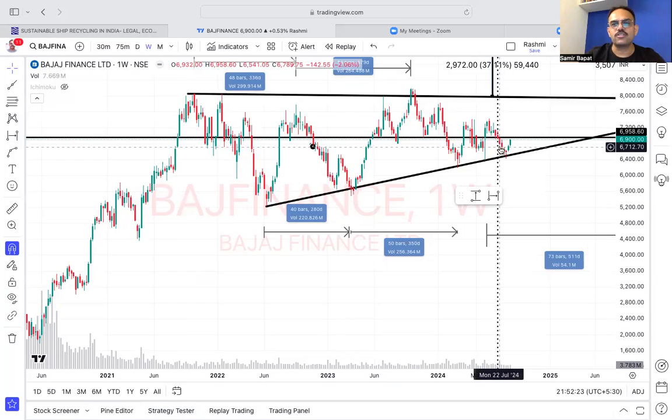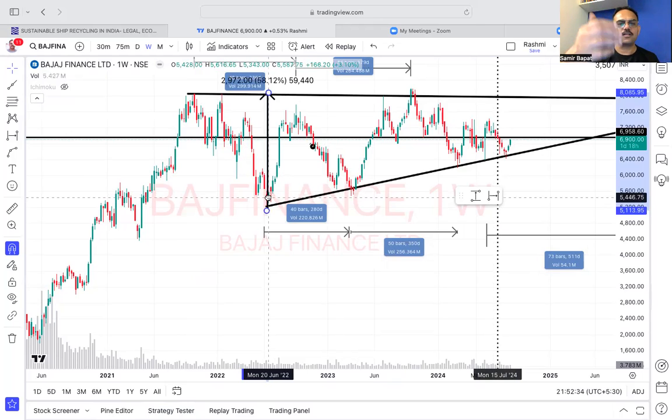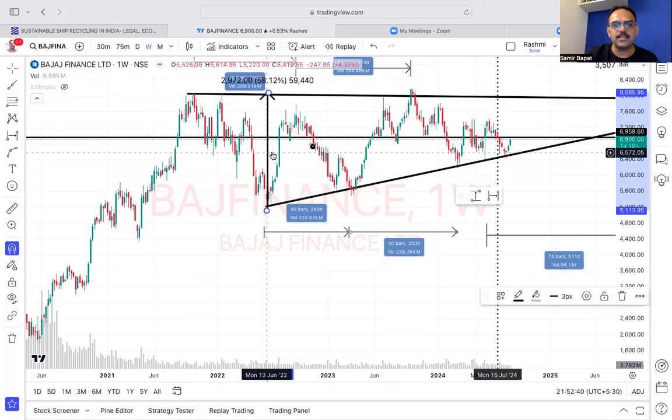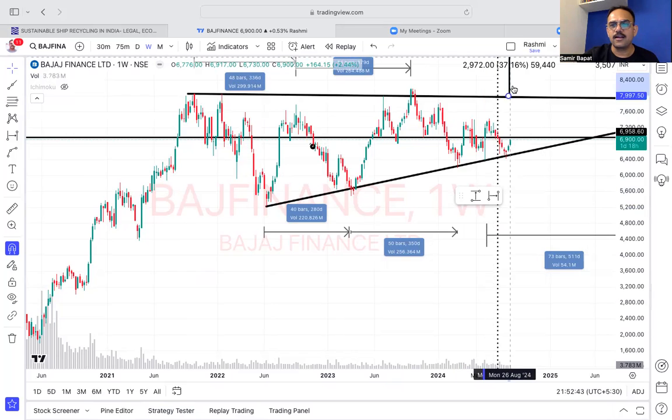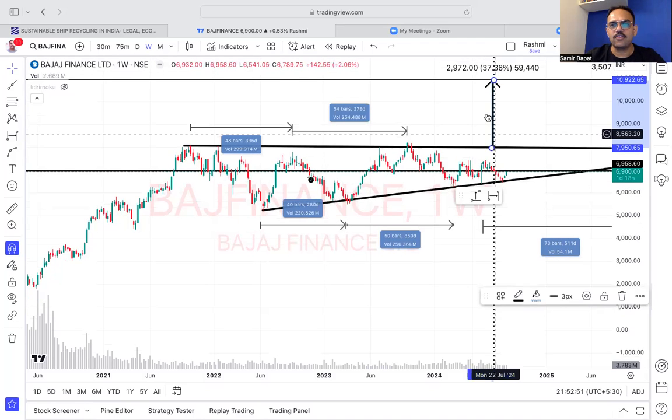Let's say if it goes up, then we can expect something. If you measure the maximum distance, it is roughly around 3000 points from this point to this point. If we keep this here, then once it breaks out, we can expect it to go till 10,000. So 3,000, roughly 37% here.